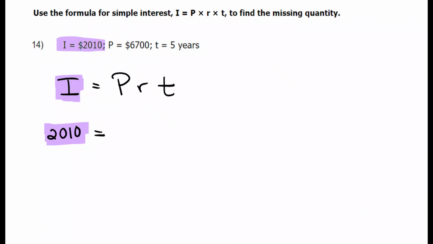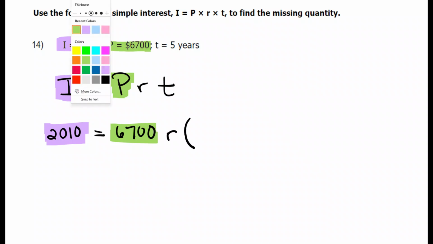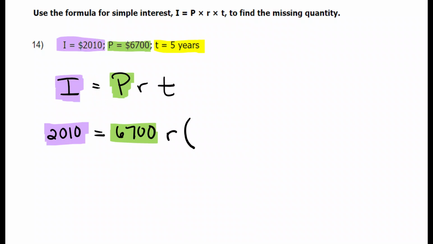And then your principal is P. That's going to go here. So 6,700. R. Uh-oh, I don't see an R. So R just stays there. And then T is time. Time is 5 years. Here's the letter T. I'll put that in parentheses, and that's 5. When you have a letter next to a letter next to a letter, that means to multiply. P times R times T.